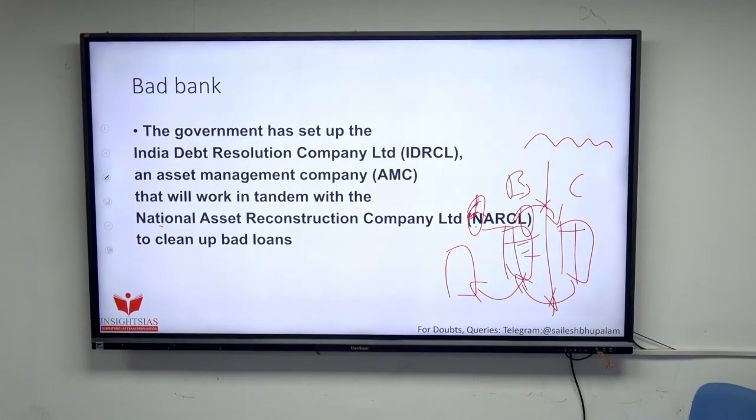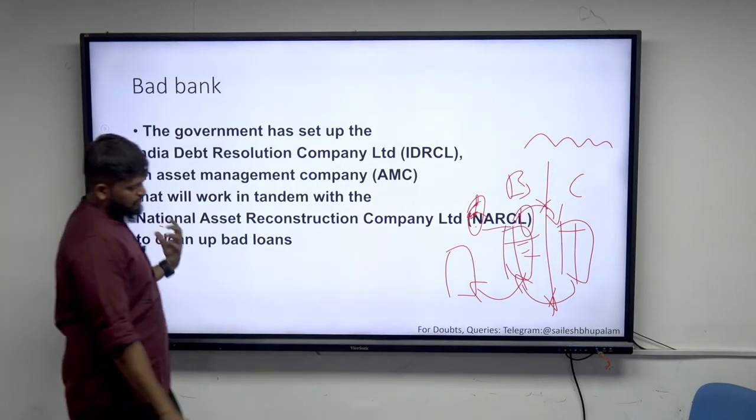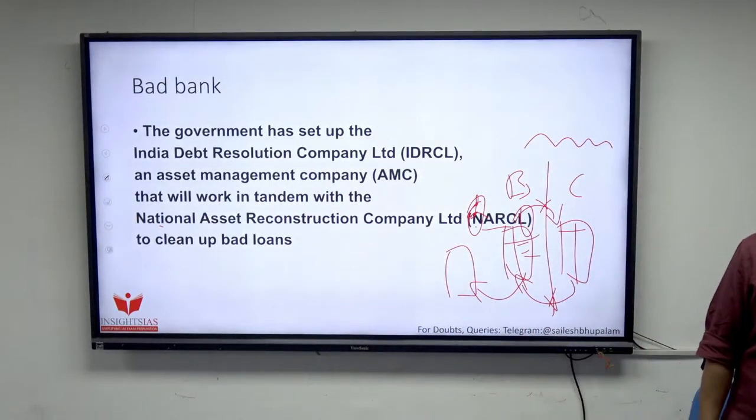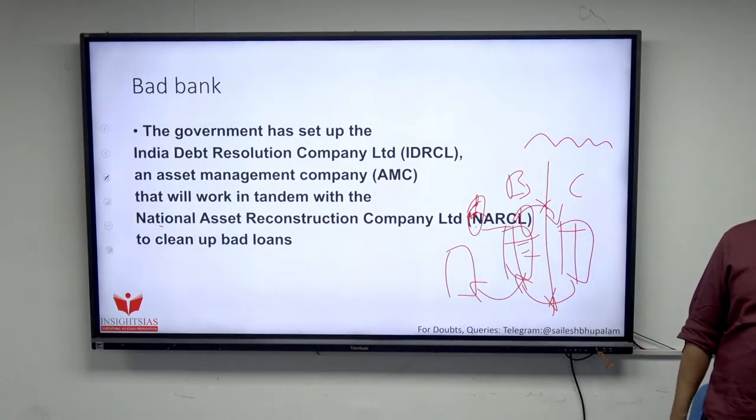Yeah, exactly. That is what I mean. I am investing in a mutual fund, and if that is invested in this NARCL and NARCL is not able to recover the money, then in turn I am paying for that loss. Yes, taxpayers will be paying for that loss.